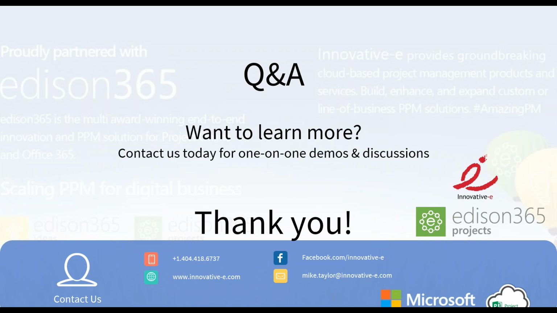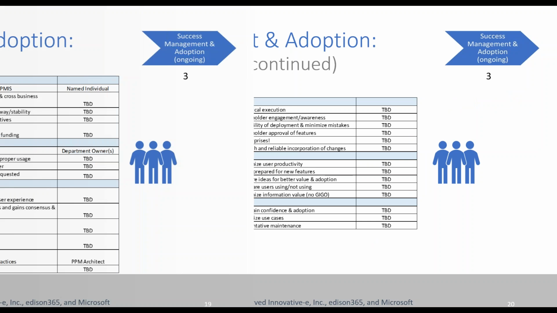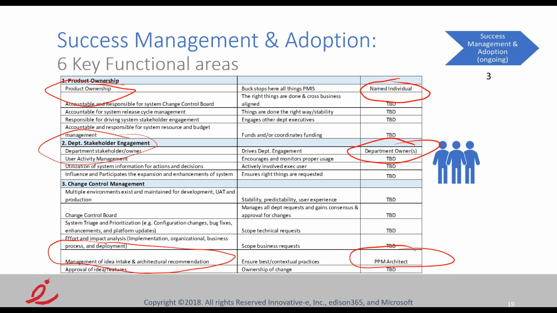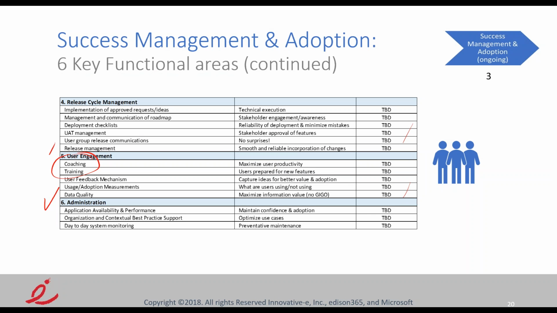Looks like Mark has a question. Can you go back a couple slides and show the matrix again? Yes, I can do that, Mark. Let's see. Which part of the matrix? This is the first part. So you've got product ownership, stakeholder engagement, control, change control management. I'll give you a second to look at that one, and then I'll move on to this one, which has your release cycle management, your user engagement, and your administration.